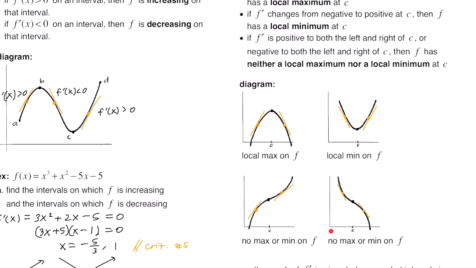So we have no max or min at C. Same thing here, to the left of C we have a negative slope. We have f prime is negative. To the right of C, f prime is also negative. So since they're both negative, we don't have a sign change for f prime. Therefore f does not have a max or min at C.